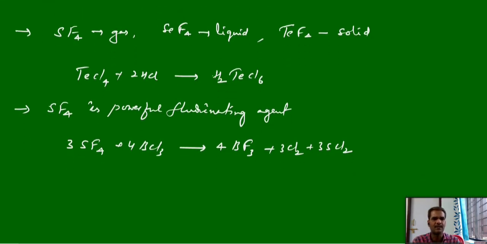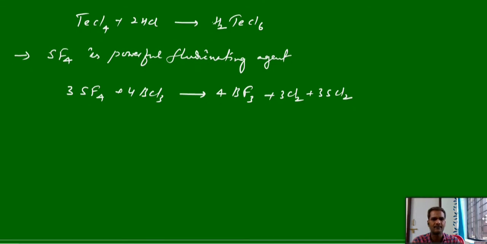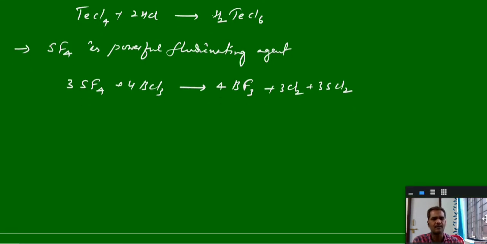And if you see the stability of these tetrahalides, generally fluorides can form the stable halides, whether it is a dihalide, tetrahalide, or hexahalide. Then fluorides, chloride, bromide, iodide. This is the general stability order.